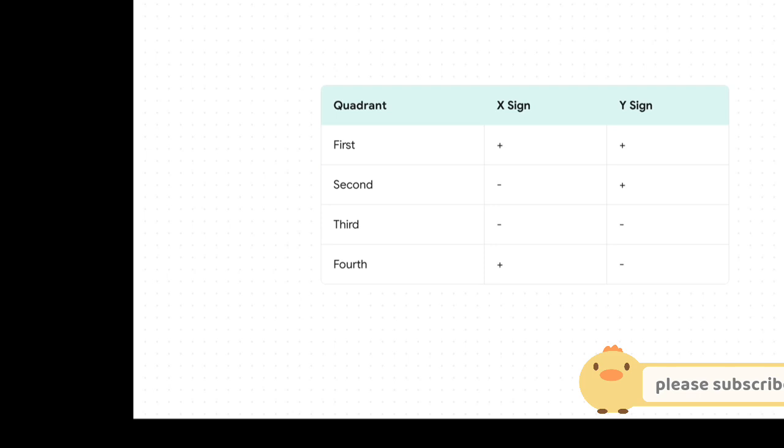Over in the second quadrant, the upper left, x is negative but y stays positive. Drop straight down into the third quadrant in the bottom left and, well, everything is negative. Minus x, minus y. Finally, swing over to the fourth quadrant on the bottom right, and x goes back to being positive, but y remains negative.